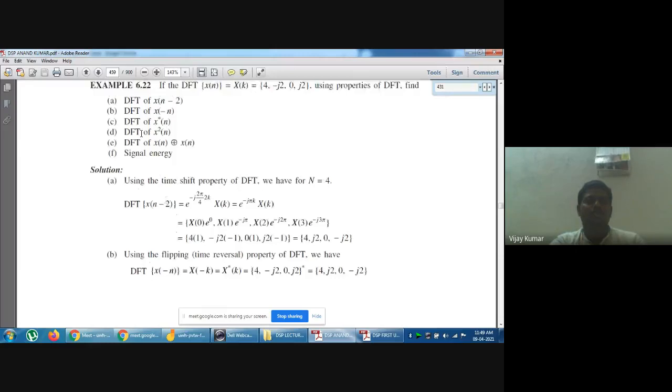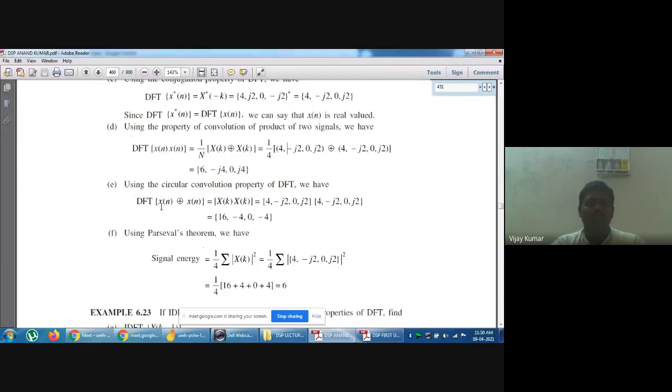Next question. DFT of circular convolution of two sequences. Convolution in time domain is equal to multiplication in frequency domain. So DFT of convolution in time domain is equal to multiplication in frequency domain, that is X of k into X of k. Here both sequences are equal, x of n, x of n. So X of k into X of k. Multiply the corresponding positions. 4 into 4 is 16, minus j 2j into minus 2j is minus 4, 0 into 0 is 0, 2j into 2j is minus 4.